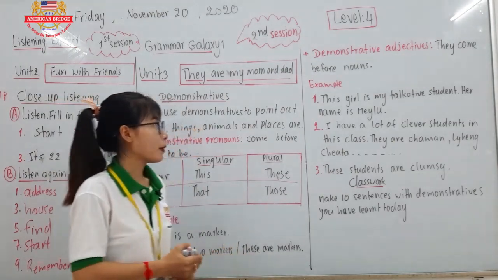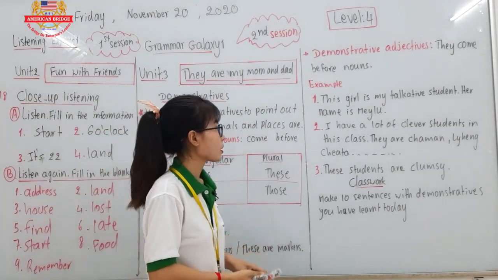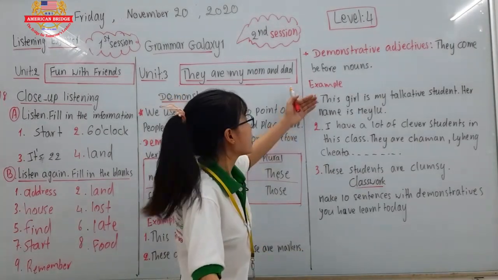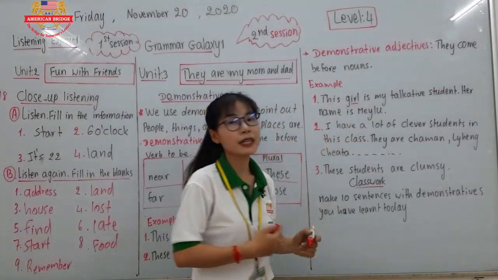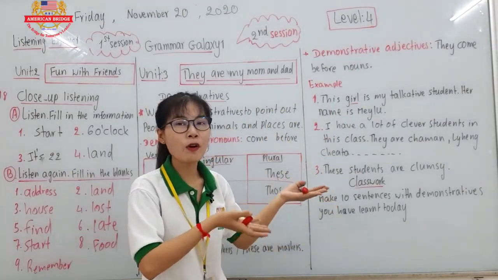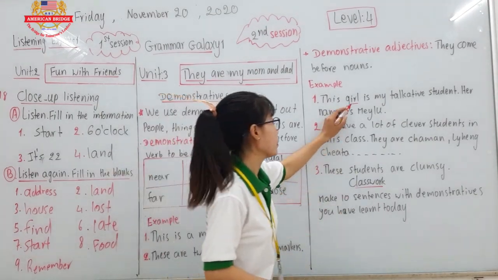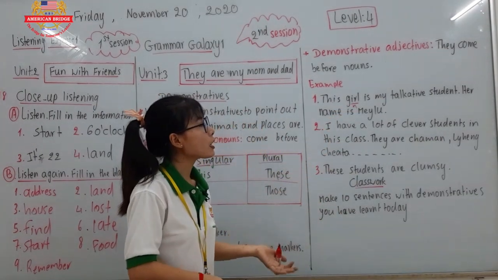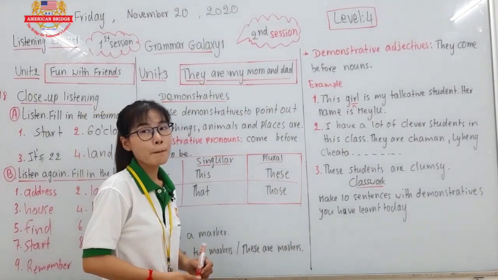Now look at the example. How can it come before a noun? Look here, everyone. This girl. You can see girl here. It is a noun. So when a demonstrative pronoun comes before a noun, we call it a demonstrative adjective. So you can say, this girl is my talkative student. Her name is Mailu.